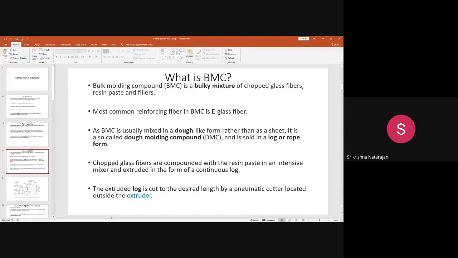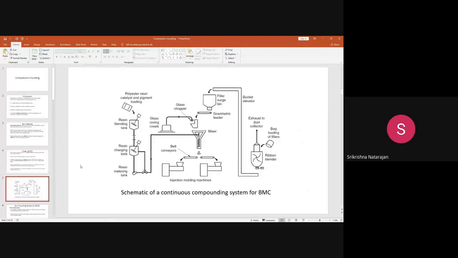Here, how this process is done, I will just show you a schematic diagram. This is the complete compounding system for BMC, where you can see the polyester resin, catalyst, and pigments are loaded and mixed, and then it is infused inside this process.